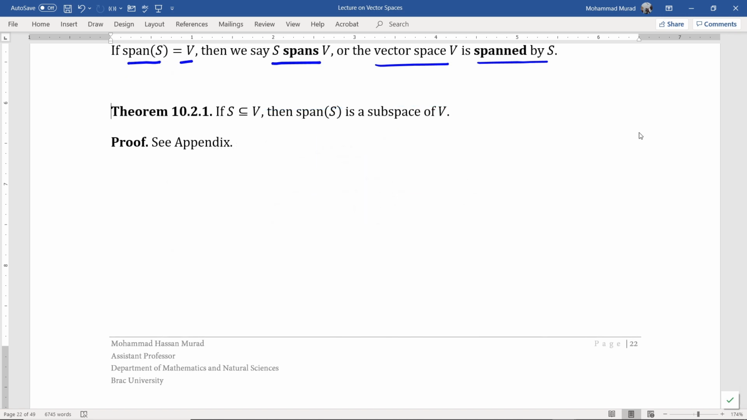Theorem. If S is a subset of a vector space V, then span of S is a subspace of V. We note here the set S is not necessarily a subspace of V, but the span of S is a subspace of the vector space V. Please try to prove this theorem, or the proof of this theorem will be found in the appendix of this note.